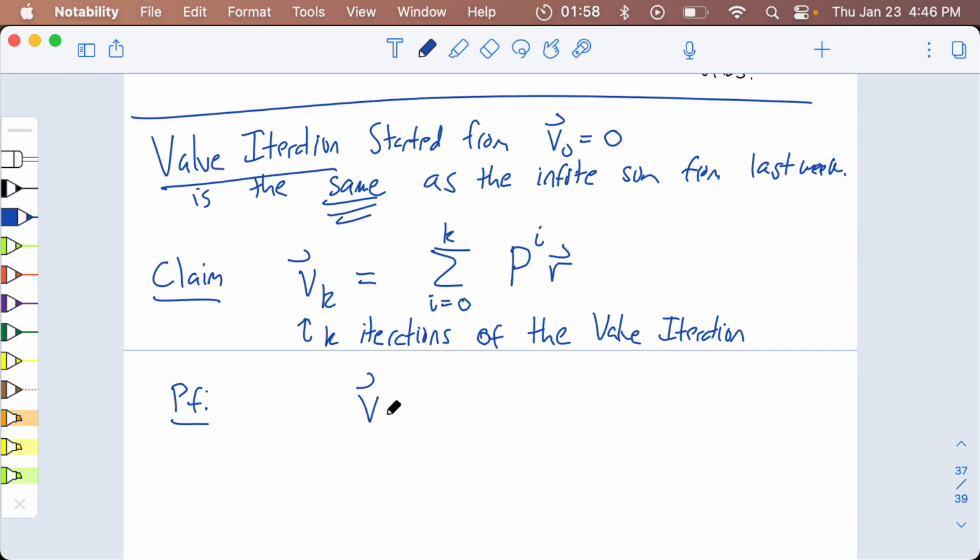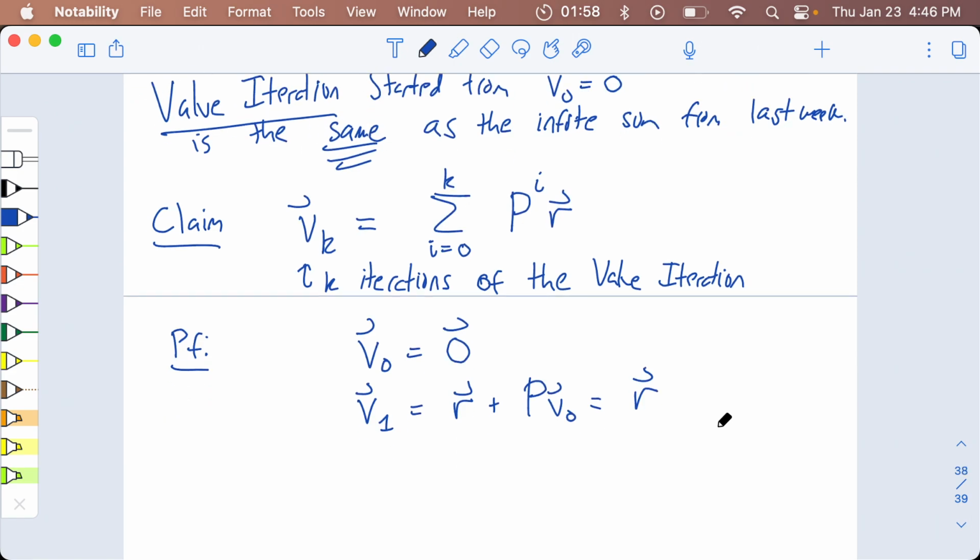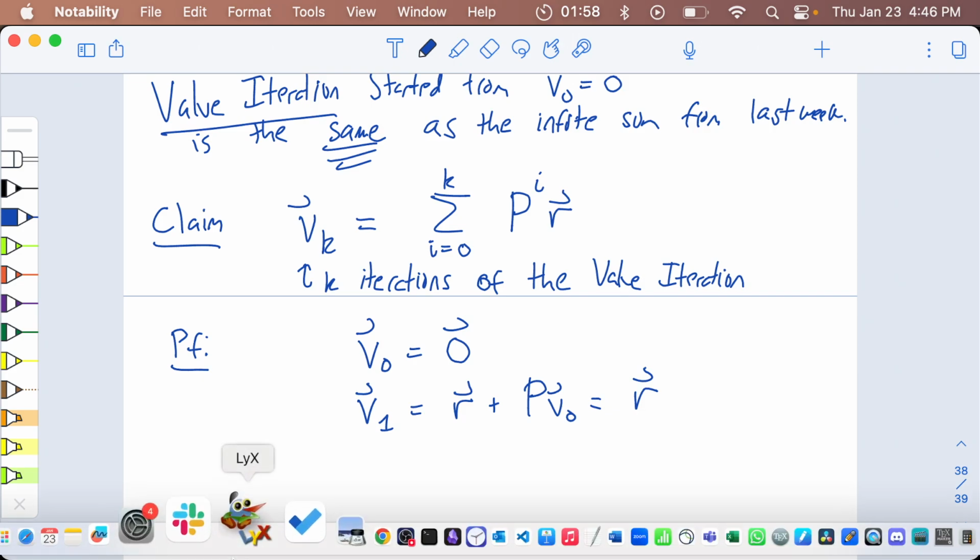So v0 equals 0. That's very good. What is v1? For v1, the rule is you do r plus P times v0. And v0 is the 0 vector, so you just get r. So after one iteration, you have r, the reward vector. You might have noticed that in what we just did.